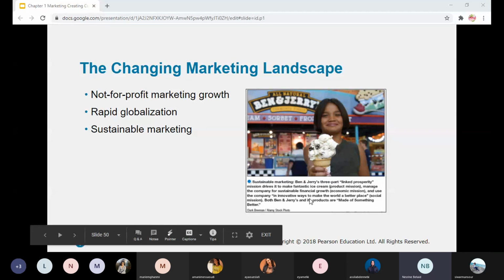And as worldwide consumerism and environmentalist movements grow, today's marketers are being called on to develop sustainable marketing practices. So we are developing new sustainable marketing practices that preserve the environment, the world, and that are sustainable.